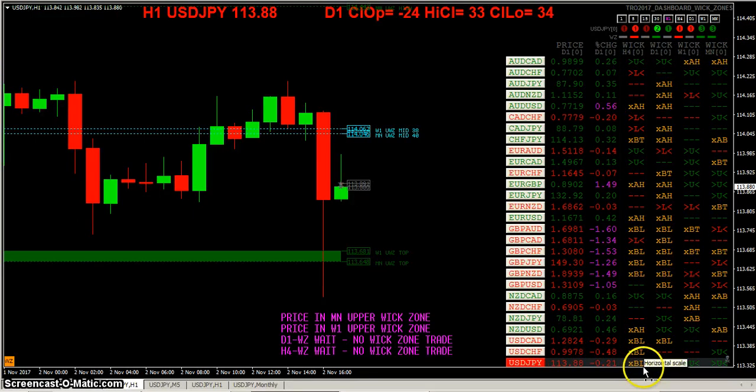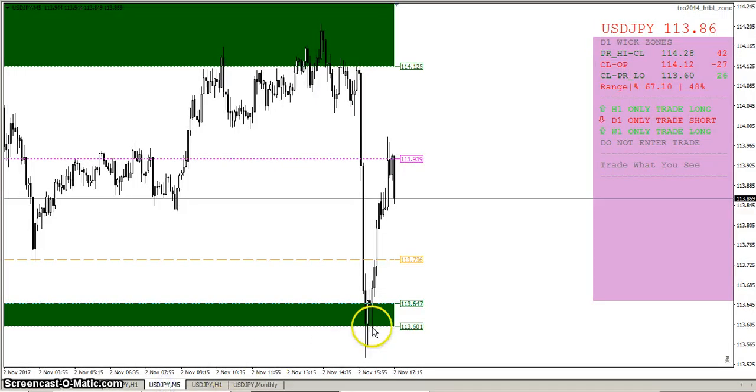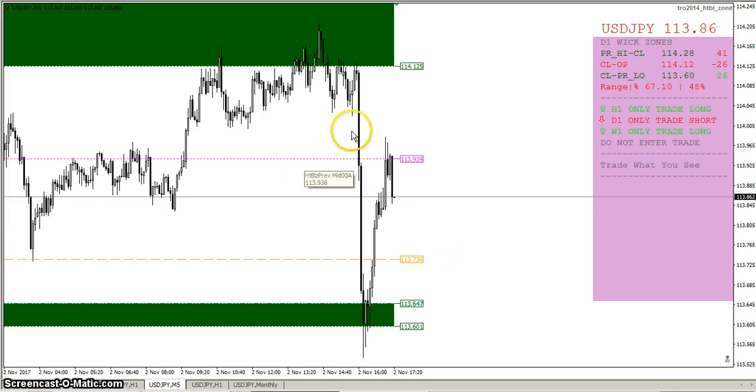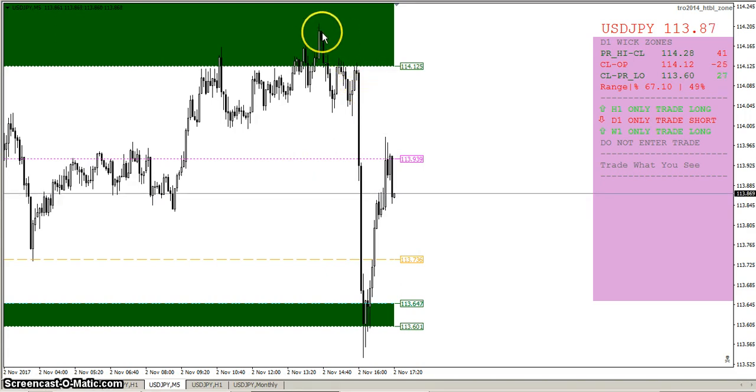So I was basically scanning the dollar yen, and it showed me that at the time we were in the wick zone here. The U means it was in the upper wick zone. In fact, at the time, though, it was in the lower wick zone, and I can show you that right here. So this is my old 2014 high top bottom low zone indicator, which became the wick zone. So there was some news, and you can see what happened here.